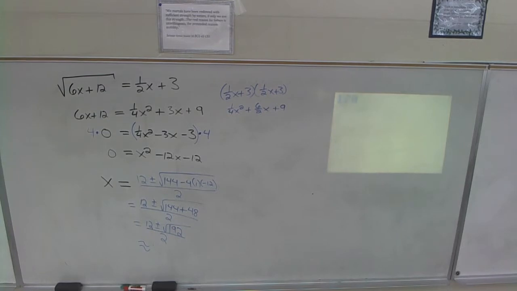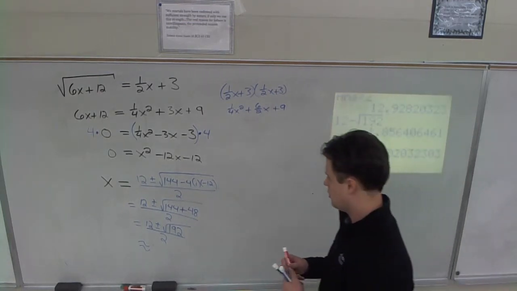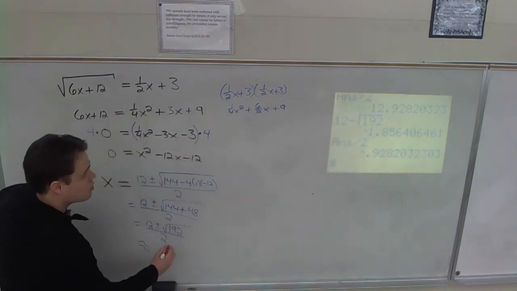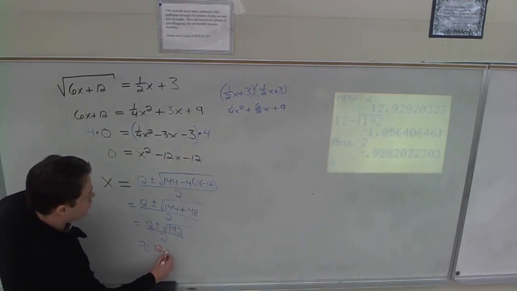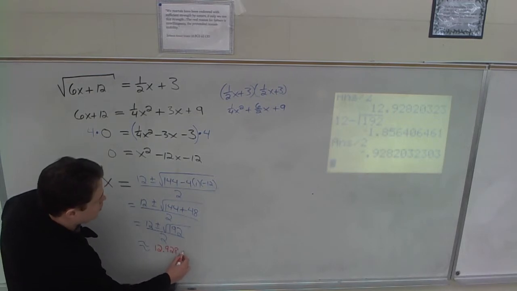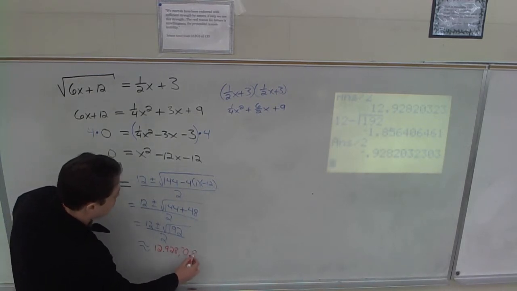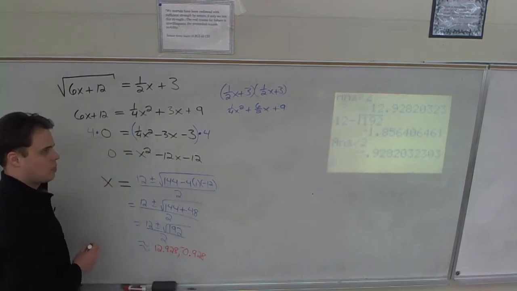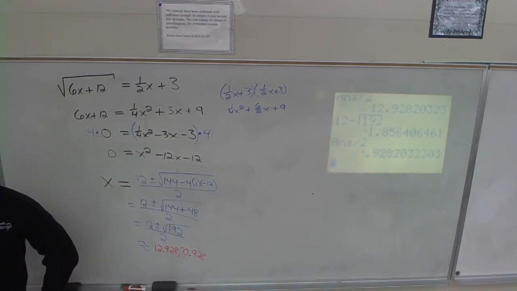Let's see, 12 plus the root, divide by 2. So there's one answer. And then 12 minus the root, divide by 2. There's the other answer. Okay, 2 answers there. It's like 12.928, and negative 0.928. Okay, so the question is, are those both answers or not?